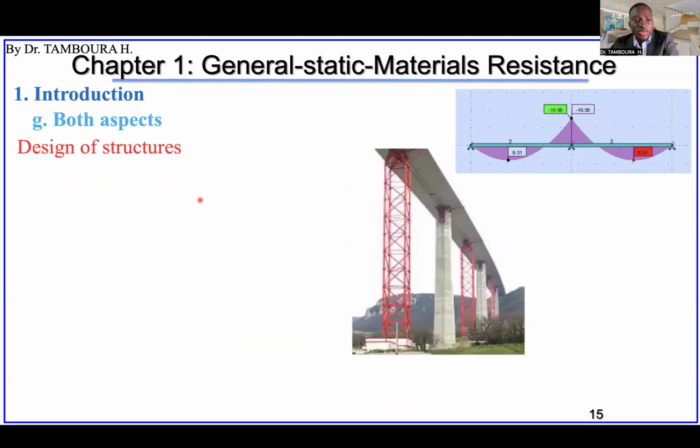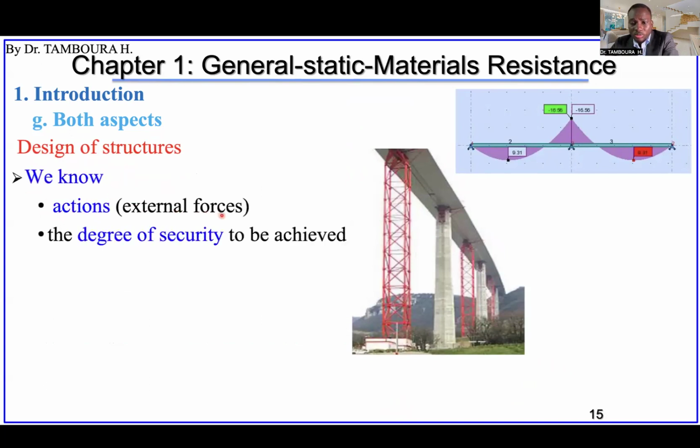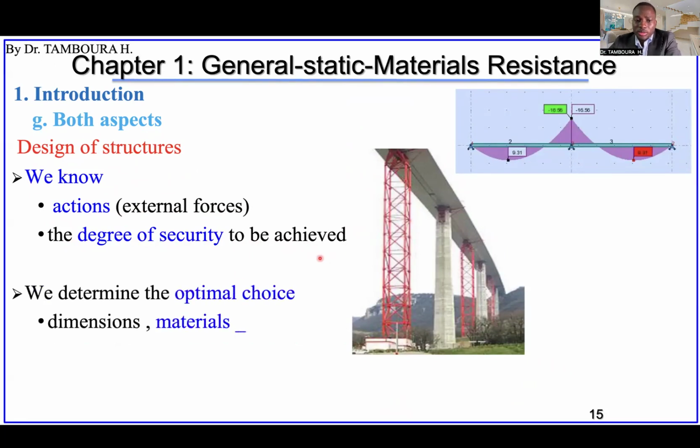The second aspect is the design itself. That means you have to know the actions, meaning external forces, and the degree of security to be achieved. If you know that, you can determine the optimal choice. You can choose the dimension. Are these dimensions appropriate? You can choose the material. Should the bridge be in concrete? Should it be steel? Which material will you choose to build your bridge, for example? Here I'm talking about a bridge, but it can be any other structure. It's not only bridges.